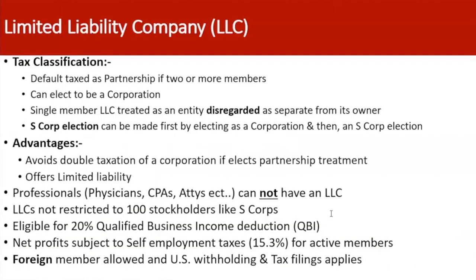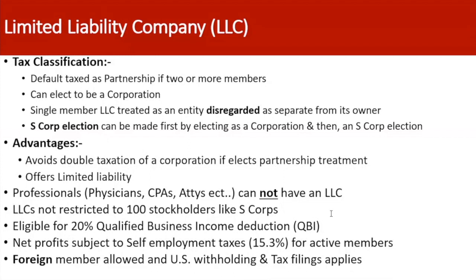The next type of entity is called limited liability companies, LLC. For tax purposes, by default, a limited liability company gets partnership treatment if there are two or more members in the LLC. If they do not want partnership treatment, they can elect, and there is a form you have to file with the IRS, informing the IRS that we would like to have corporation treatment, not partnership treatment.